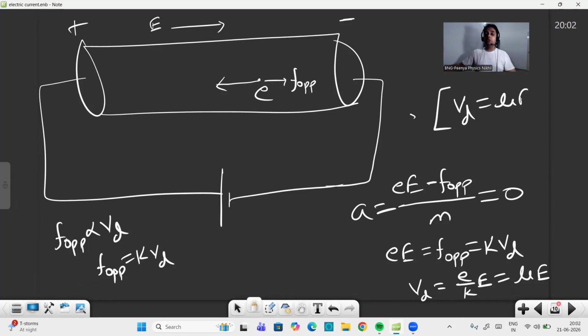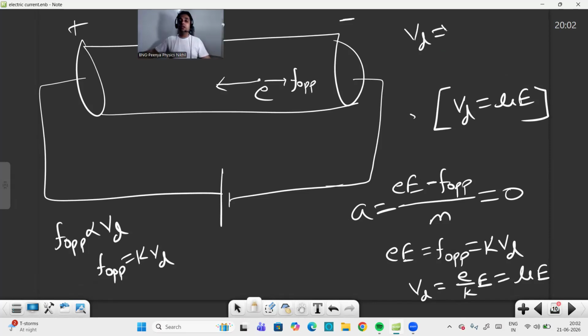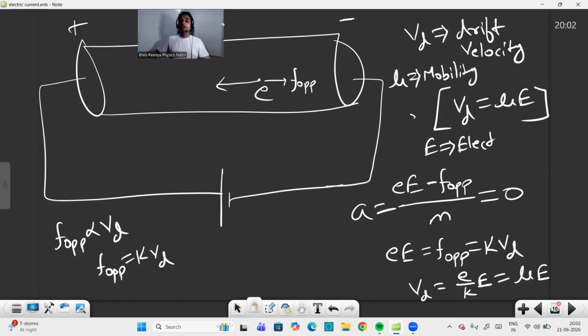So finally we got VD equals mu into E, where VD is the drift velocity, mu is the mobility, and E is the electric field. This is the relation between drift velocity and electric field: VD equals mu into E. So we have some relations.